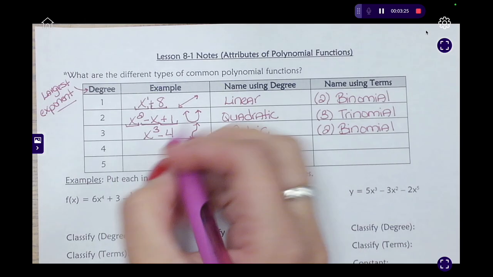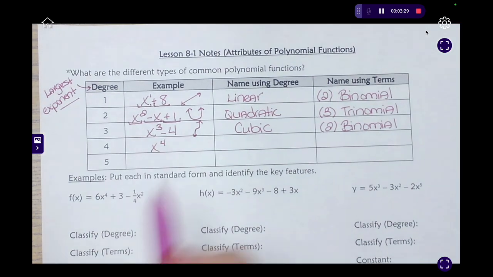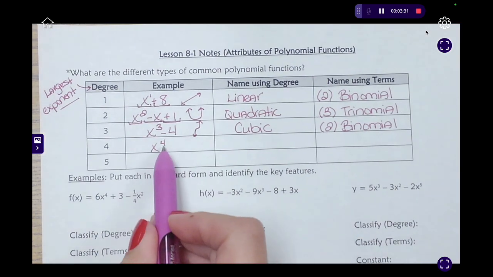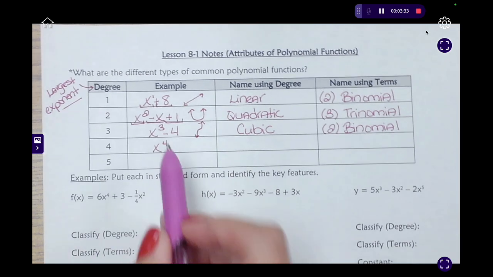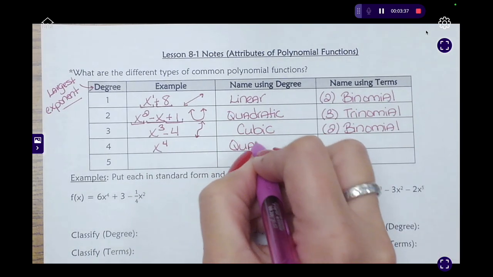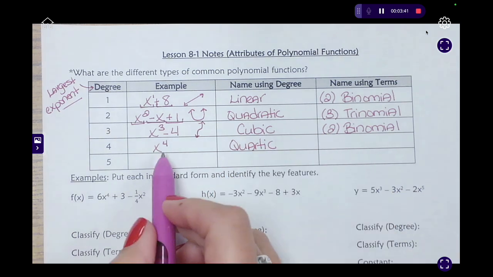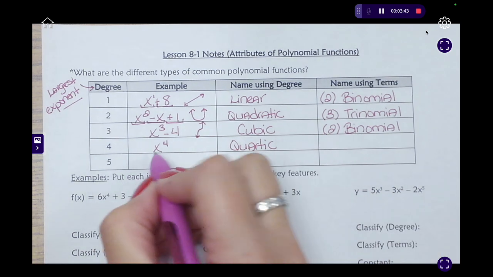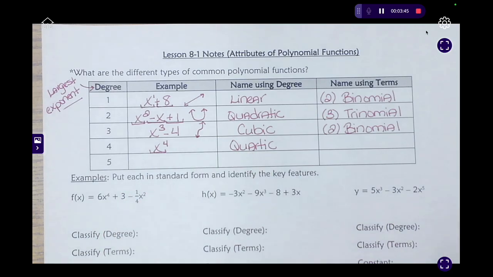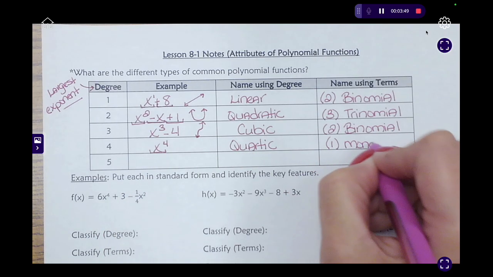So x to the 4th, and I'm just going to leave it like that. So if I look at x to the 4th, that would be a polynomial that has a degree of 4. Okay, so if the 4th is your degree, that is called a quartic. So that would be a quartic polynomial. Now looking at this, if I ask you to name it by its terms, realize this is only 1 term. There is no addition or subtraction. So if there's only 1 term, that is called a monomial.